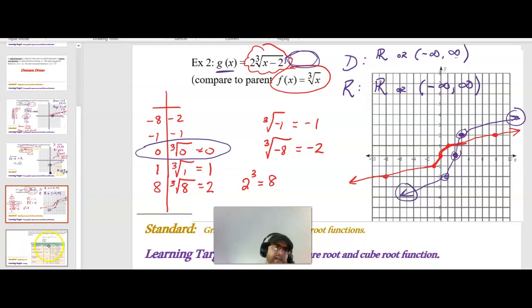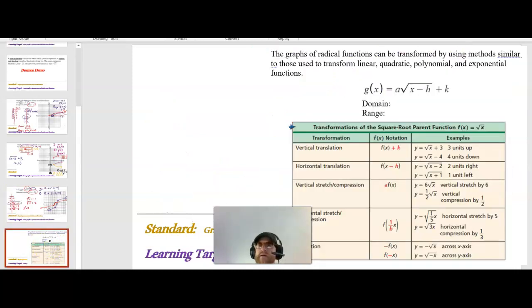Okay, last but not least, you do need to know how h affects your graph. Okay, x minus h. H is going to shift your graph left or right. And there's an example over here. When you see x minus 2, that's going to shift your graph to the right. When you see x plus 1, that's going to shift you to the left.